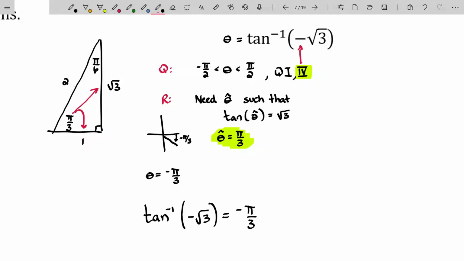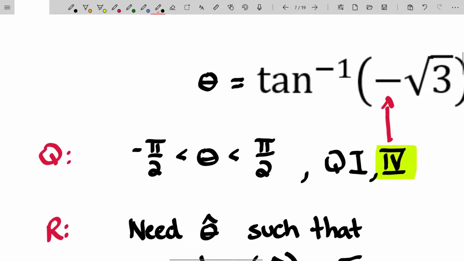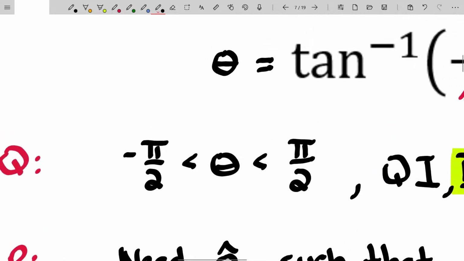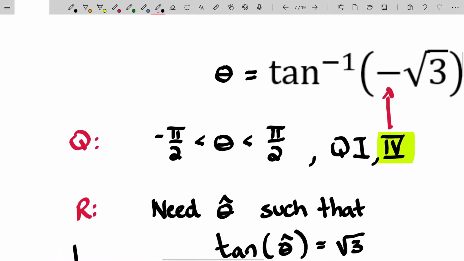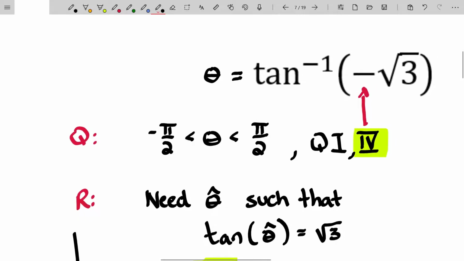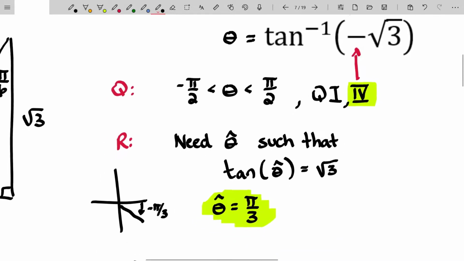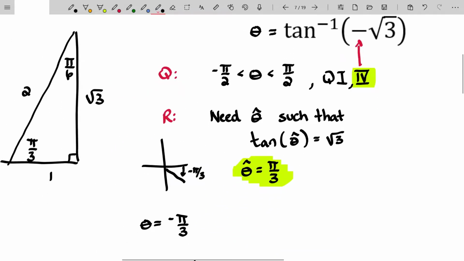Now, I don't recommend memorizing all the inverse trigonometric values, because that would be a waste of your time. Instead, you should get used to working with this method. Your trig inverse function is equal to an angle. Where is that angle restricted to be? Well, negative pi over 2 to pi over 2, so that's quadrants 1 and 4. What is the reference angle for that specific inverse trig function? Find that, and then use the quadrants and the reference angles to lock down the actual angle.